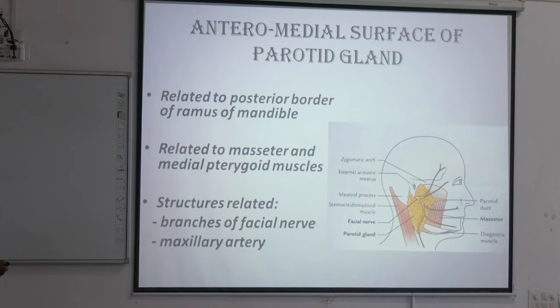Now, the anteromedial surface of the parotid gland is related to the posterior border of the ramus of the mandible, related to the masseter and medial pterygoid muscle. Structures related are branches of the facial nerve and the maxillary artery.